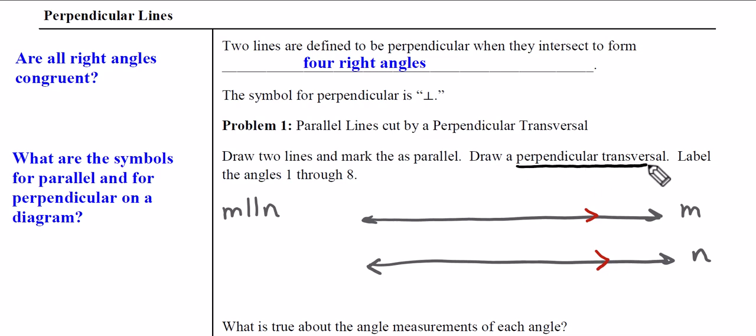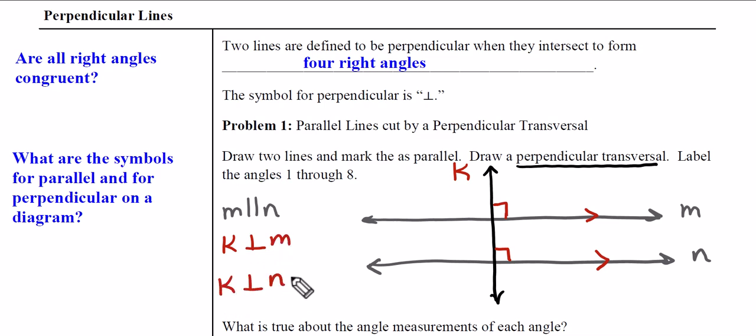We will now draw a perpendicular transversal. So instead of drawing a line that goes diagonally, we're going to draw one that goes straight up and down. If it's perpendicular, that means that it forms a right angle. So how do I show the symbol for perpendicular on a diagram? It's by use of these little red squares, little squares that indicate that these are perpendicular. I will call my perpendicular transversal K. So we could say that K is perpendicular to M, and K is also perpendicular to N. I can only make those claims because I have these symbols on my diagram.